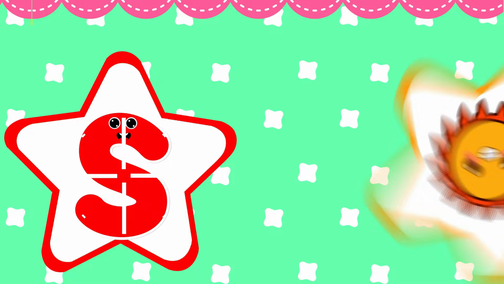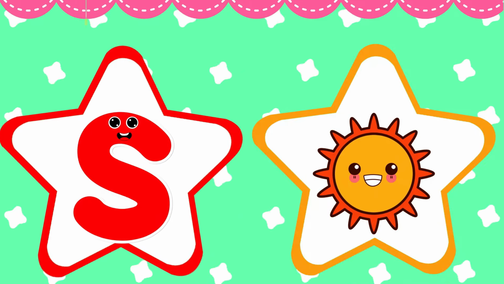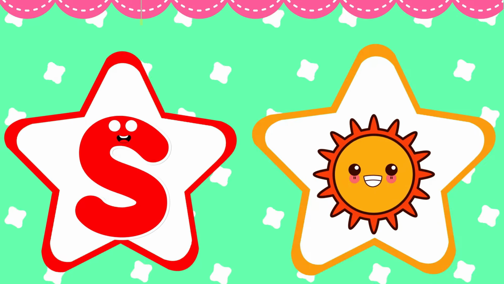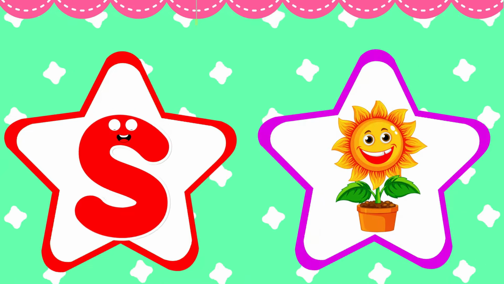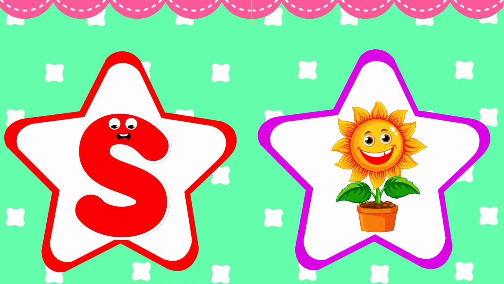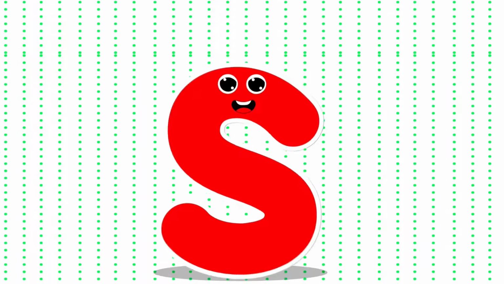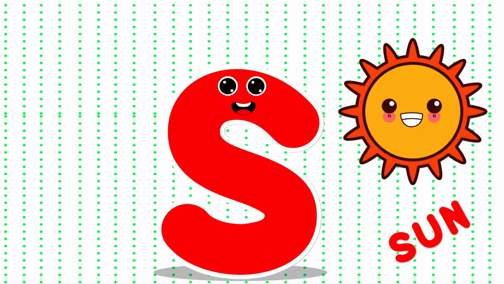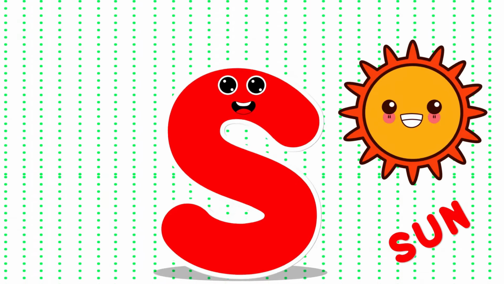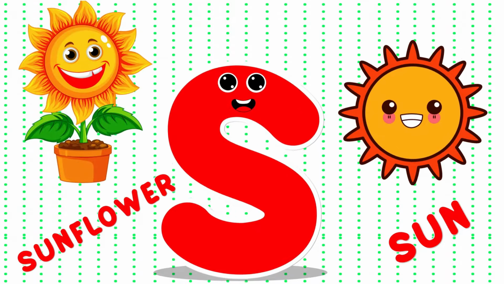S is for sun, s, s, sun. S is for sunflower, s, s, sunflower. S is for s, s, s, s, sun. S is for s, s, s, s, sunflower.